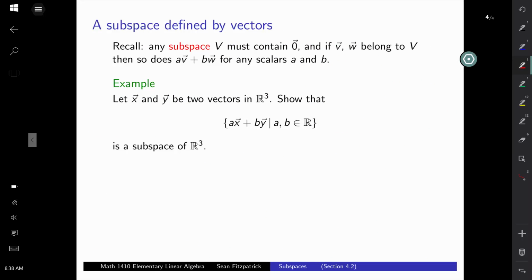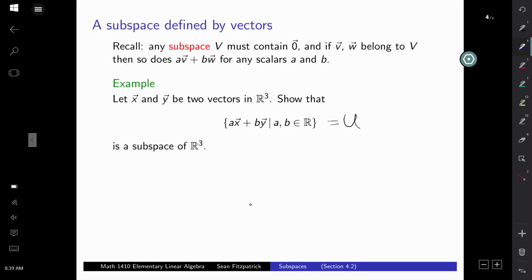So here's another example. What if we had two vectors? In that final subspace example we just dealt with, there was a single vector that generated the entire set. What if I had two vectors generating the set? Now I'm not saying anything about what these vectors are, but let's suppose I have these two vectors x and y. I'm going to consider the set of all vectors of the form a times x plus b times y, so all possible linear combinations of these. We want to show that this is a subspace. Let's call this set U.